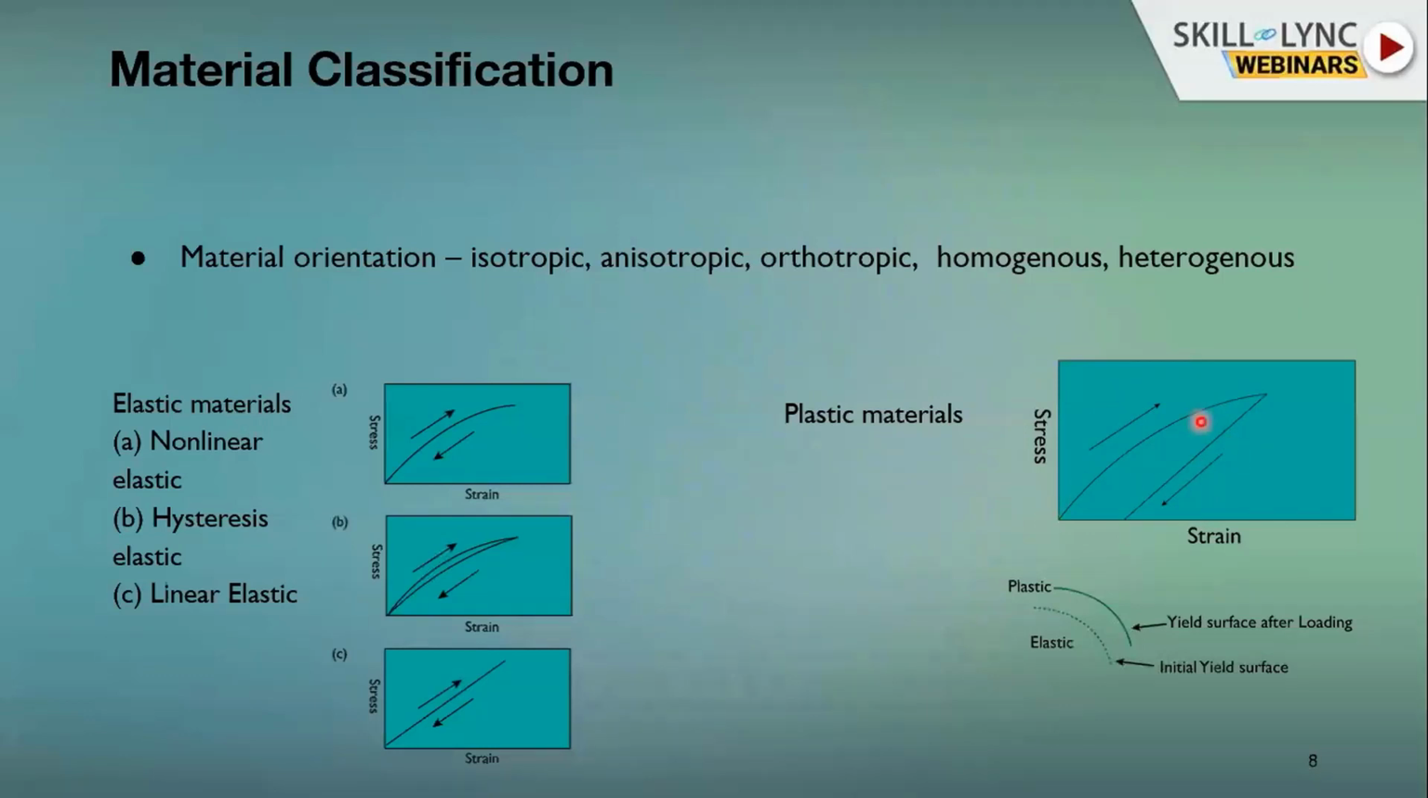Whereas in the case of plastic materials, it is not the same. When you load it and when you unload it, it is not going to follow the same path, but it is going to be very much linear, but it will allow the plastic strain to be plotted. So it is not going to fall back to 0, and this leaves some plastic strain in the material. This is how the plastic materials behave.